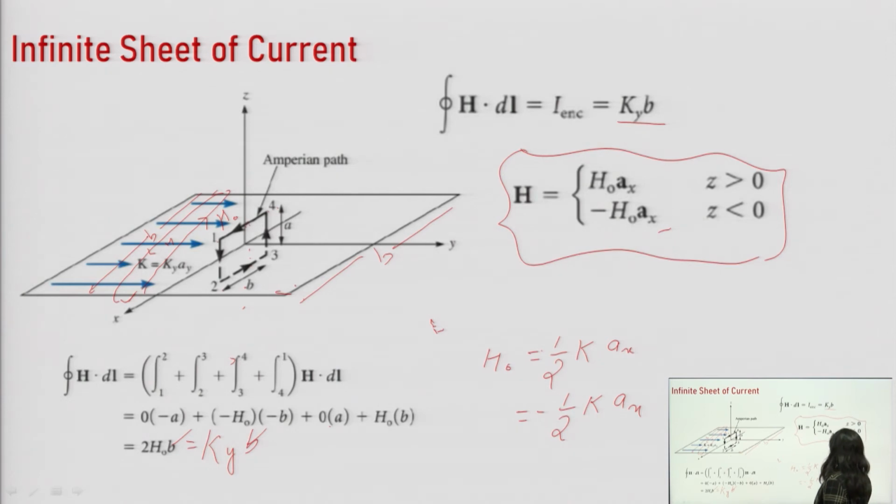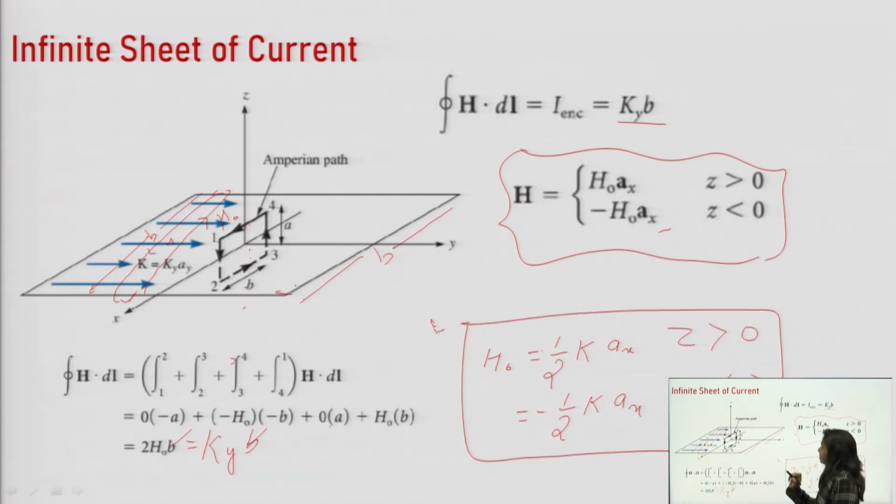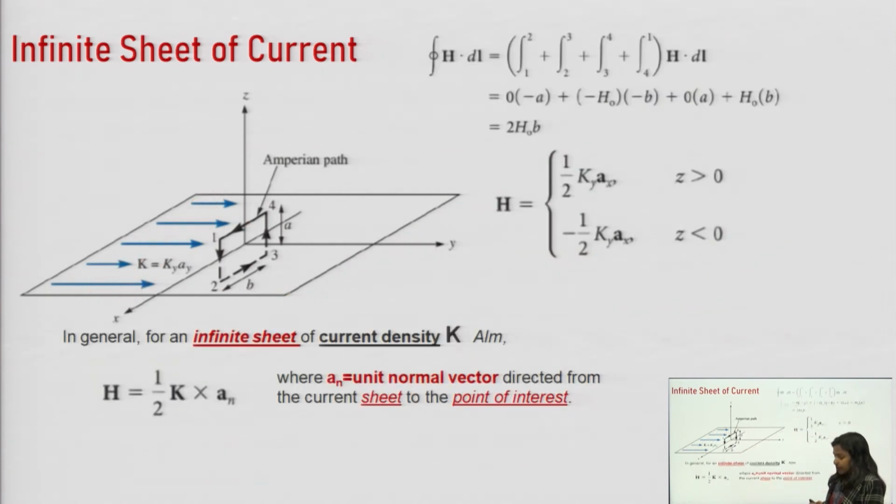Kax for this will be for z greater than 0, and this will be for z less than 0. So this is the final answer of magnetic field intensity due to an infinite sheet of current. But we can write it in a generalized way also, like H is equal to half K cross an, where an is the unit normal vector directed from the current sheet to the point of interest.